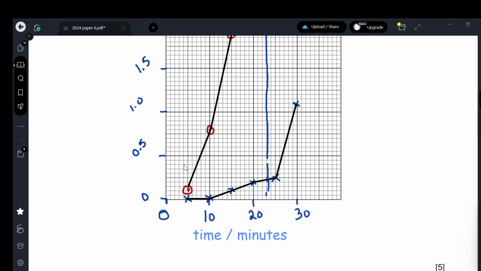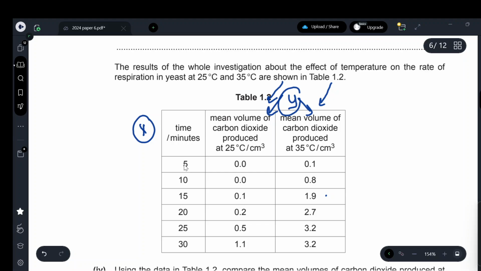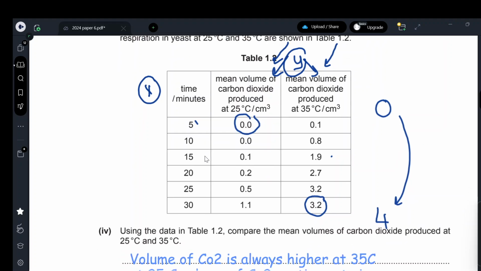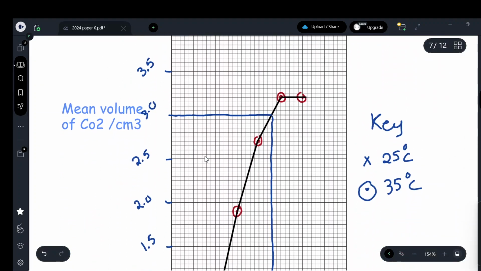On the y-axis, what are your numbers? The smallest number is 0. The biggest number is 3.2. 0 to 3.2. So you want to put a scale to cover all this. Say I will put from 0 to 4, 0 to 4 on the y-axis.